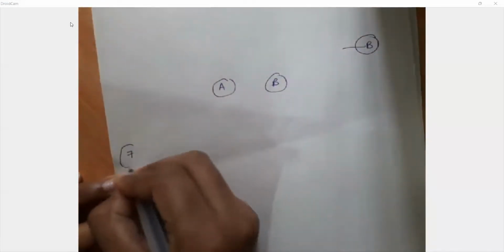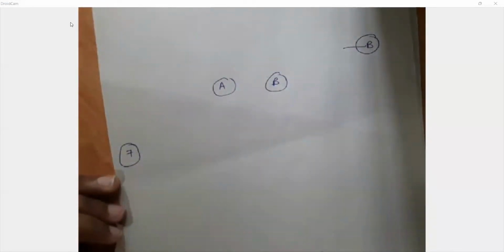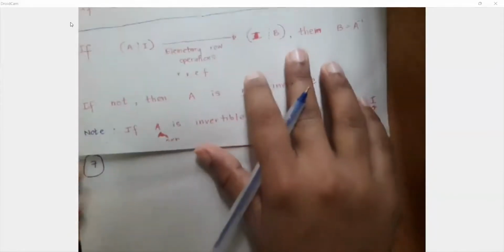Now take the 7th question. Take the 7th question. I shall do the 7th question and conclude the meeting. Take the 7th one. A is that. Verify that A inverse. Now we have to know this concept.